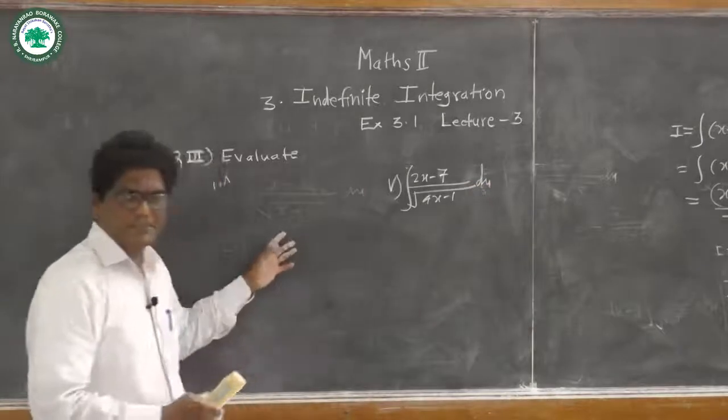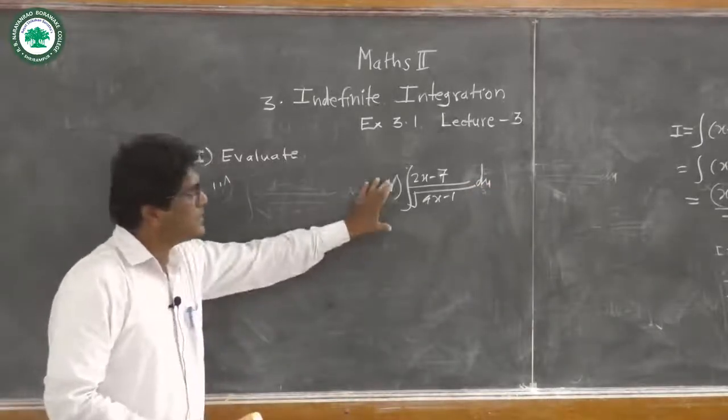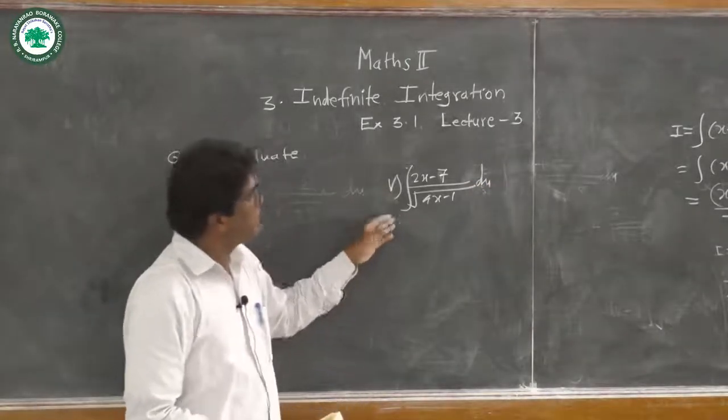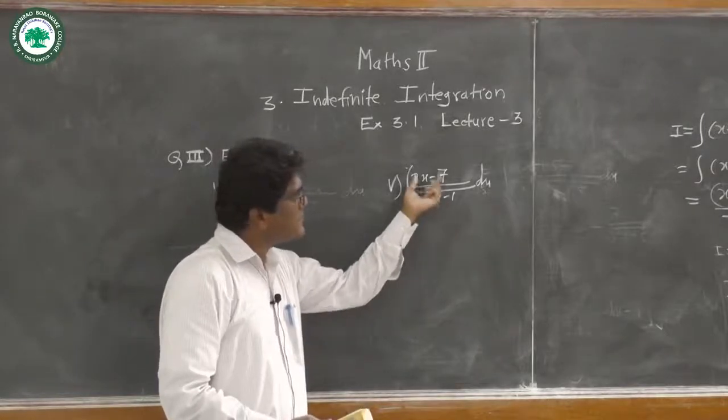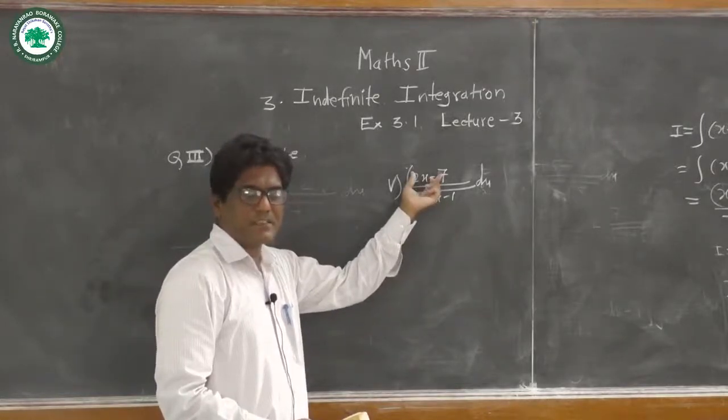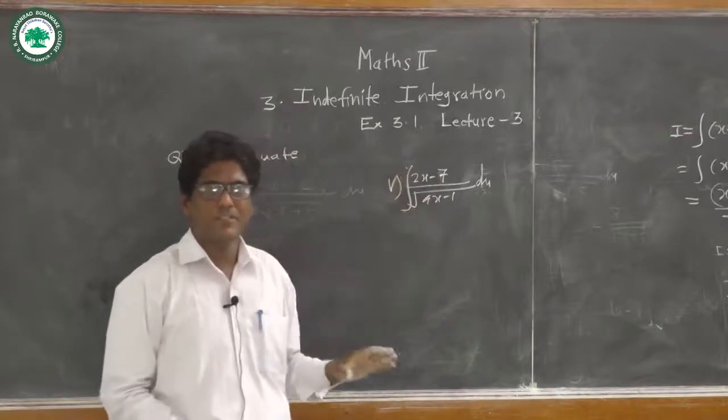Solve this problem yourself. Now here the hint is we have to adjust this 4x minus 1 in the numerator. So adjust the term and solve. Okay, we stop here.